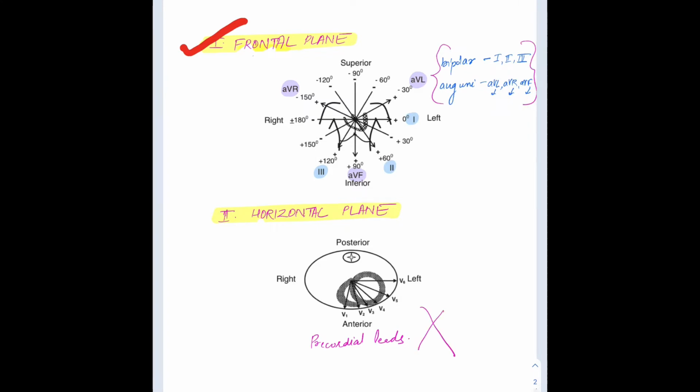not the precordial leads. So in the entire strip of ECG, the leads that we will be looking at for determining the electrical axis of the heart are going to be lead 1, 2, 3 and aVL, aVR and aVF. We do not look for anything in the precordial leads as far as the electrical axis of the heart is concerned. The horizontal plane is used for determining the rotation of the heart, not the axis, whereas the frontal plane is used for determining the axis of the heart, right? Rotation is something that I'll be dealing with in another video, right?